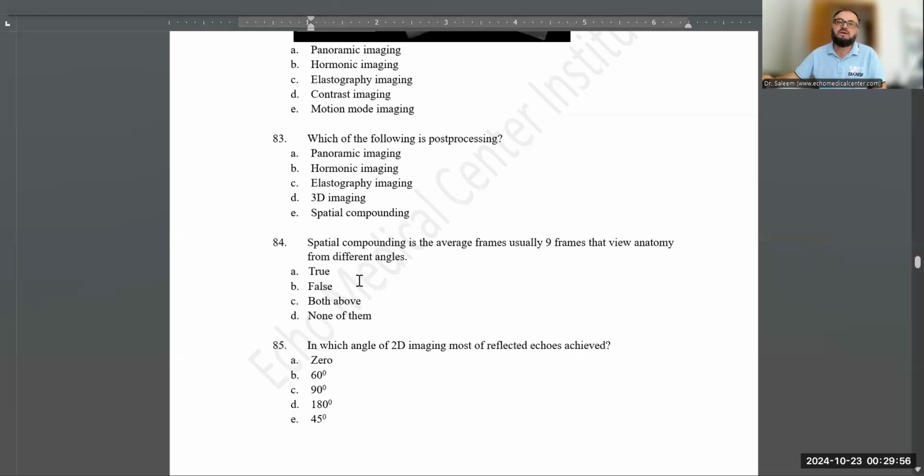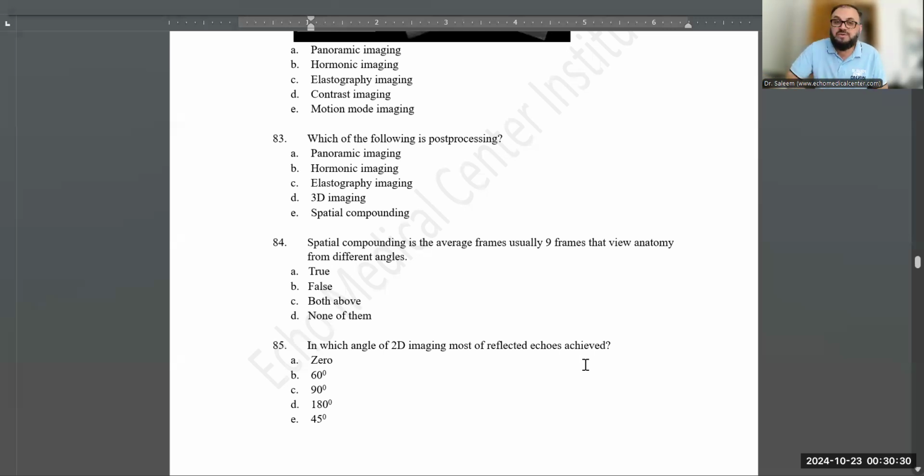Okay, next question. Spatial compounding is the average of frames, usually 9 frames, that view anatomy from different angles. Is this true? False? Sometimes, both of them, or none of the above? What do you think? That is correct. A is the correct answer. True. Absolutely correct.